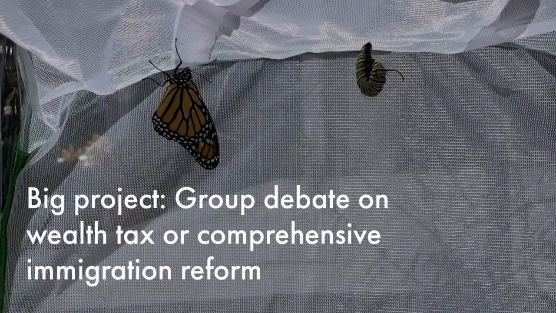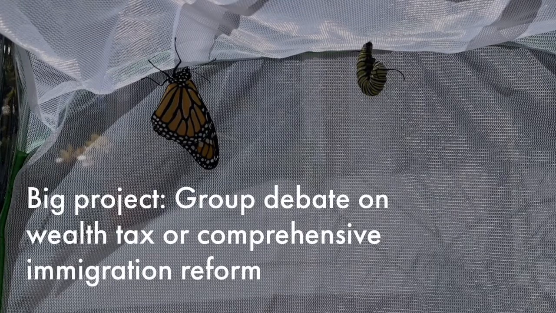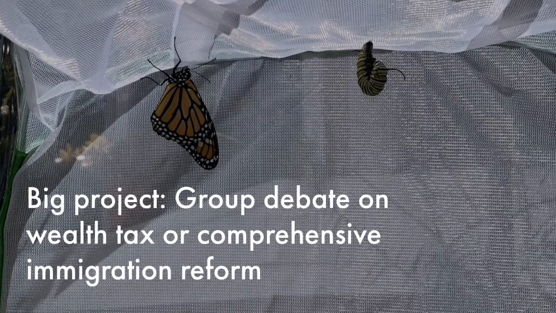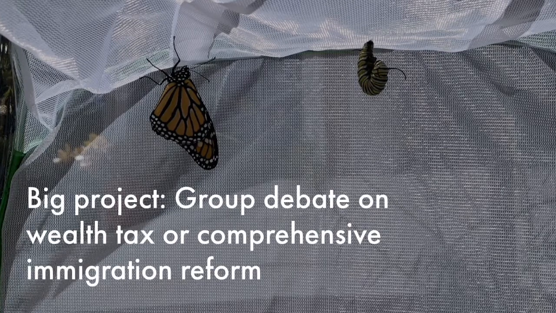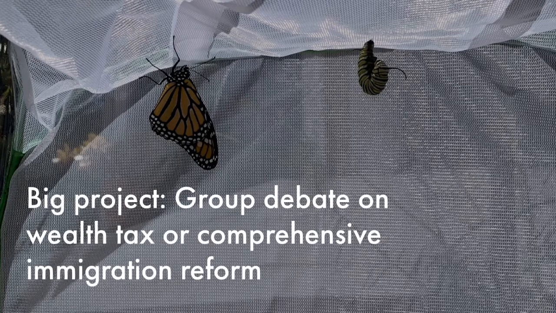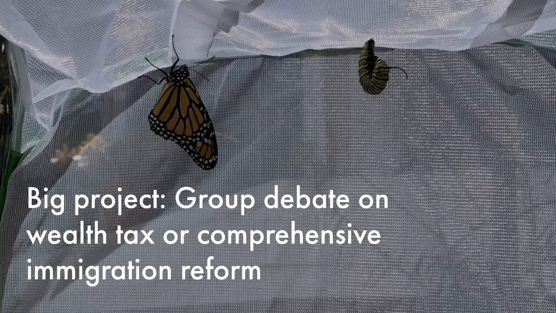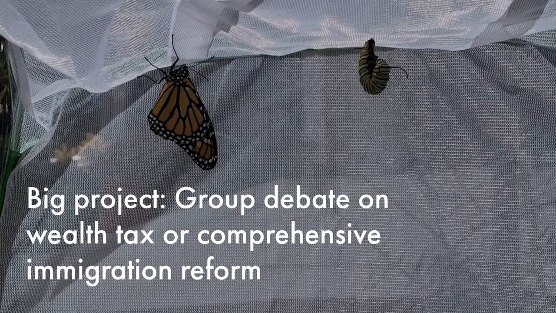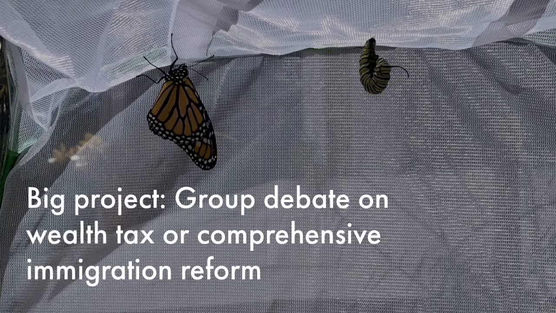And finally, the capstone project is a debate, which will be done in assigned groups, but that happens at the end. You're going to do some scaffolded writing and infographic and other preparation ahead of time. And you'll be assigned one of two topics, either wealth tax or comprehensive immigration reform. You will prepare both sides of the debate, and then at the last minute, you'll be assigned one by a flip of the coin.